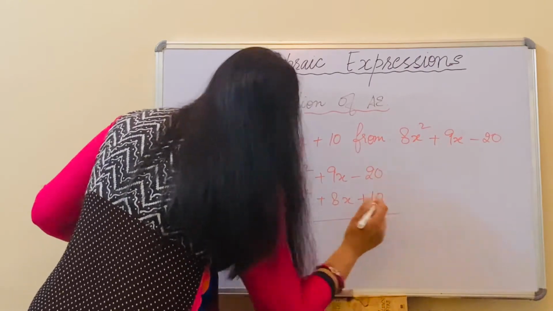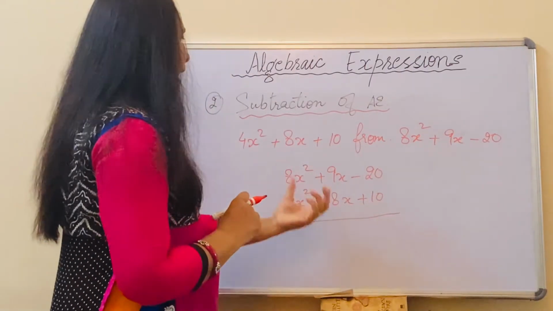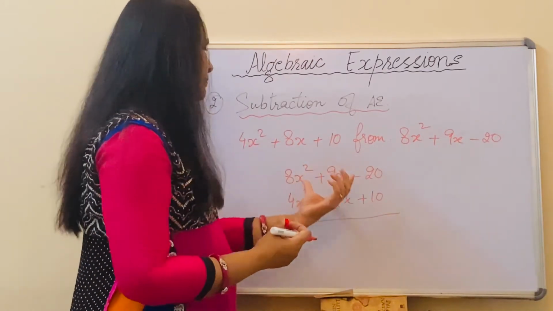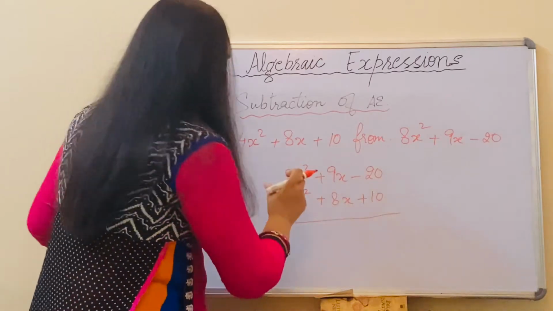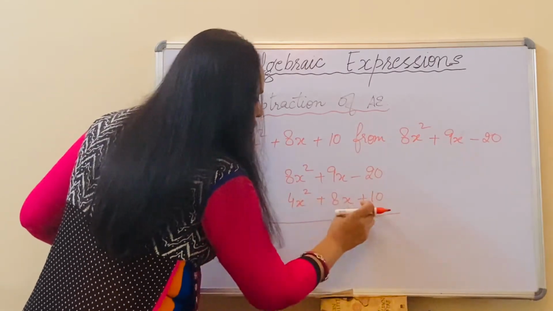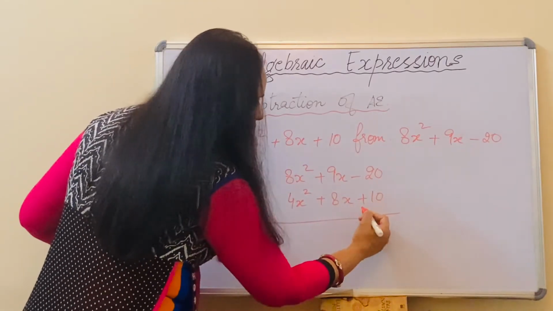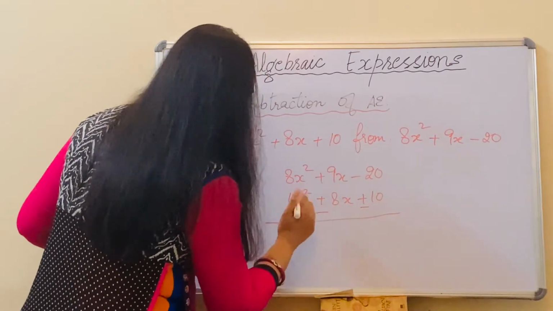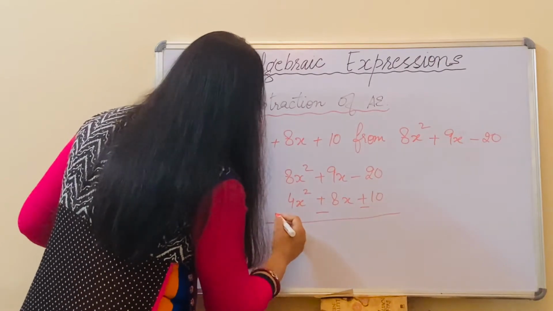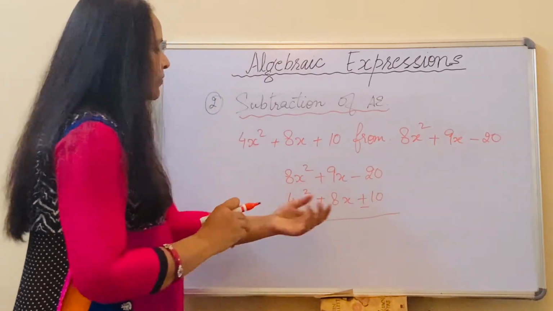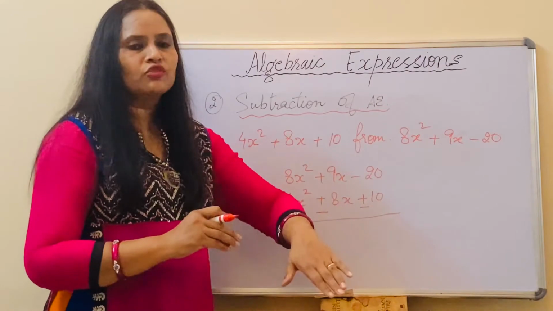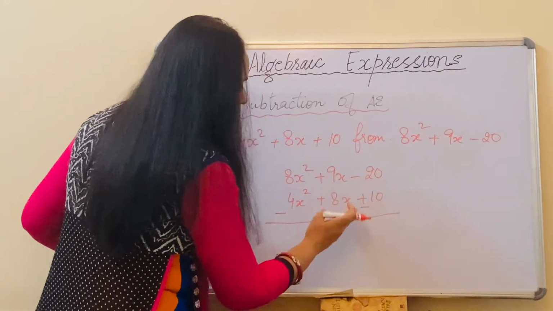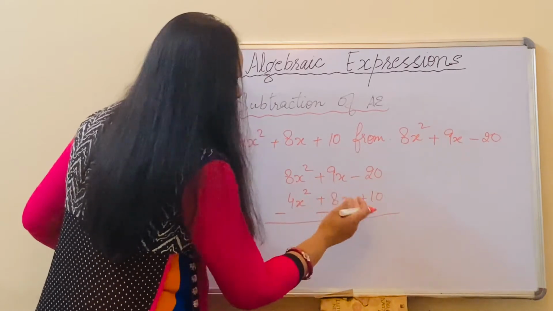While subtracting, we should remember that we have to change the signs of the subtrahend. Means in this expression, the signs are to be changed. As this is positive, it will become negative. This is positive, this will again become negative, and this is positive, this will again become negative. If there is negative, it will be changed into the positive sign. Now according to the signs, we have to solve them.